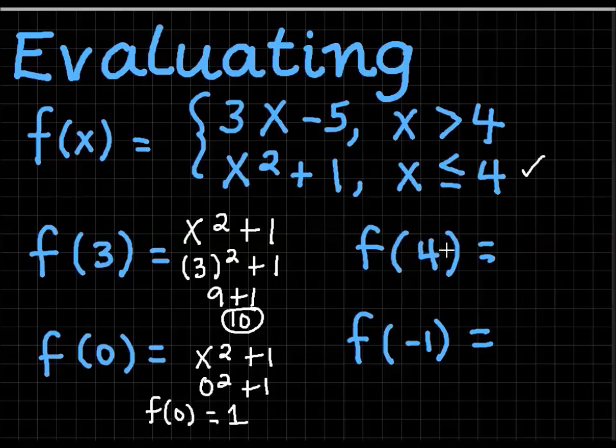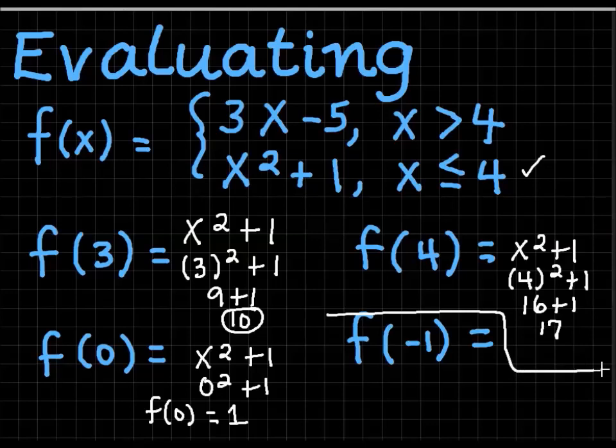All right, let's take a look at 4. This one's a little trickier. This one says if x is less than or equal to 4, I have to use this function rule. So I'm going to use the same function rule, x squared plus 1, only instead of the x, I'm going to replace it with a 4. So 4 squared plus 1, which is 16 plus 1, that is going to be 17. Let me divide these up a little bit. Okay, so f of 4 is equal to 17.